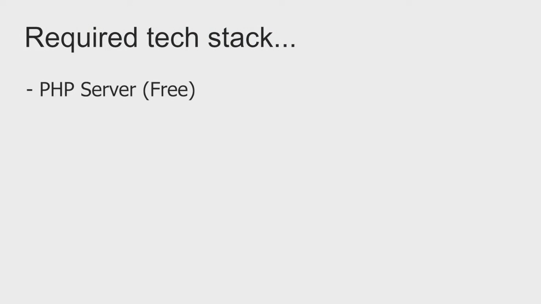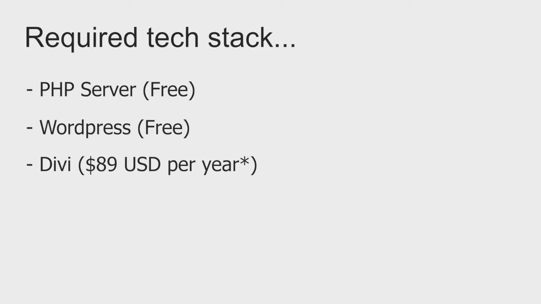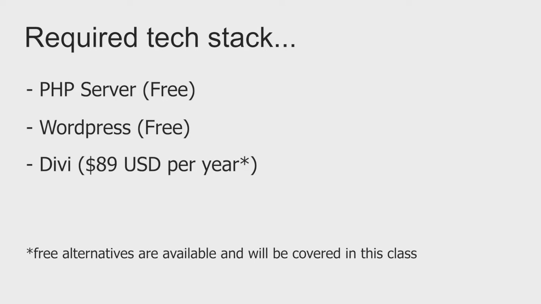As for our tech stack, it's very basic. Number 1, we're going to need a server, which is a place to host your new website. We're going to need WordPress, and we're going to need Divi. Hosting we covered in Understanding Web Development, and we covered a bit of installing WordPress. Divi of course is a custom premium theme, so it does come with a cost.